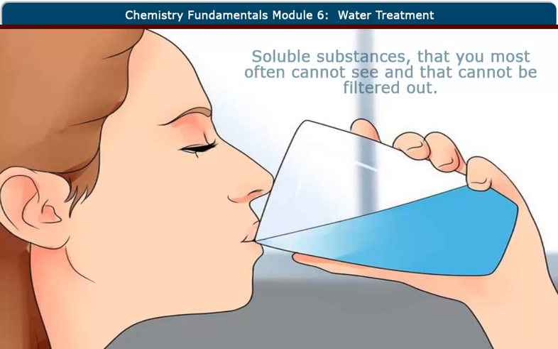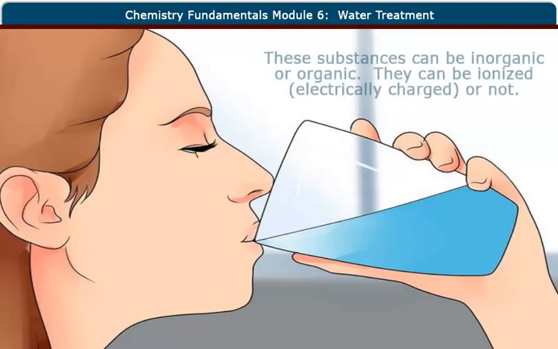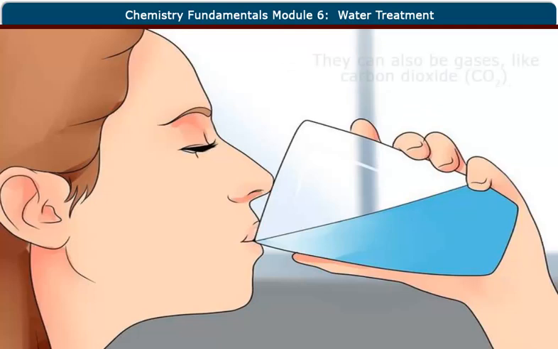and some soluble substances that you most often cannot see and that cannot be filtered out. These substances can be inorganic or organic. In other words, they can be living or not living. They can be ionized, electrically charged, or not. The substances in your water could also be gases like carbon dioxide.